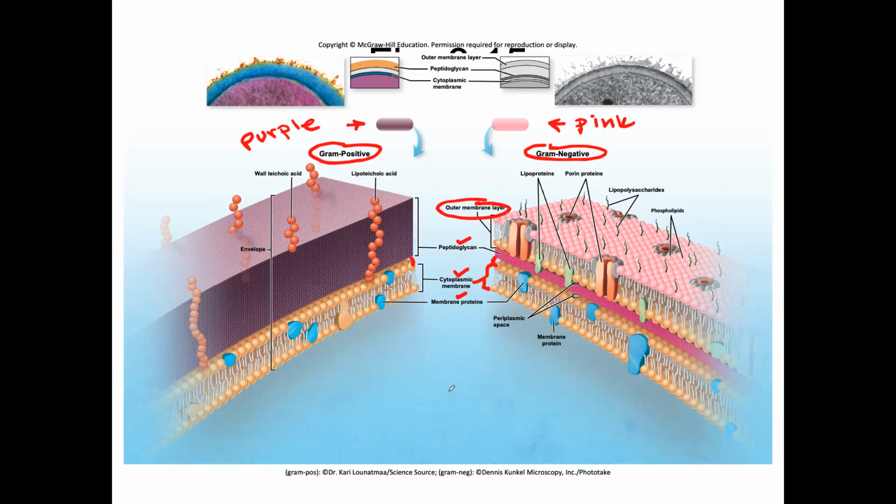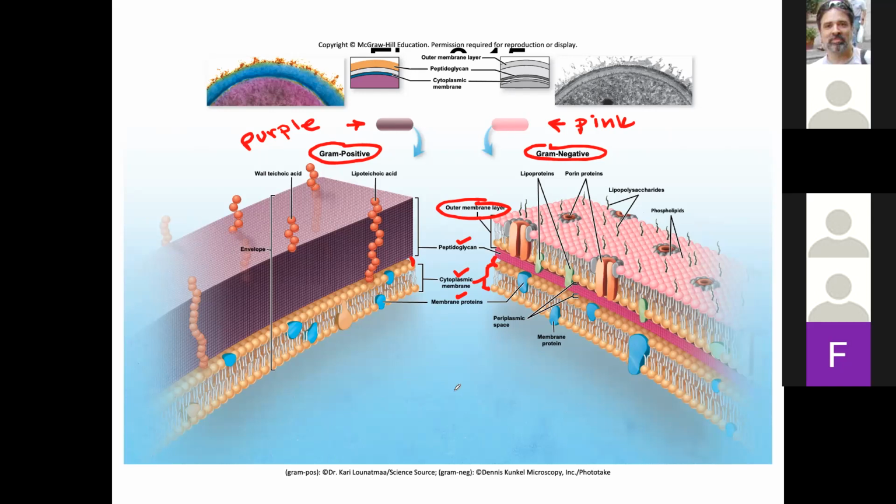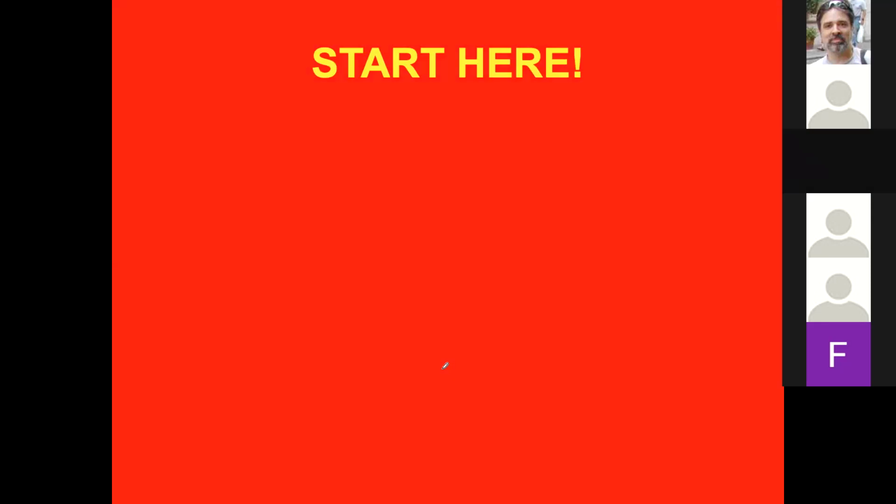Basically, the more layers you have, the tougher you are to kill. Because number one, it's more distance to go, but number two, it's different chemical characteristics. And with different chemical characteristics, to get through every layer, you're going to have to be very special. So we will deal with this when we come back from break in 15 minutes. So I will see everybody at 2 o'clock.